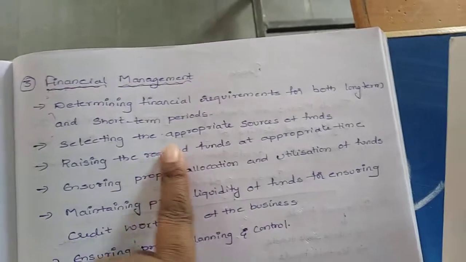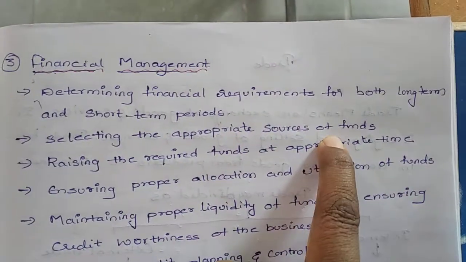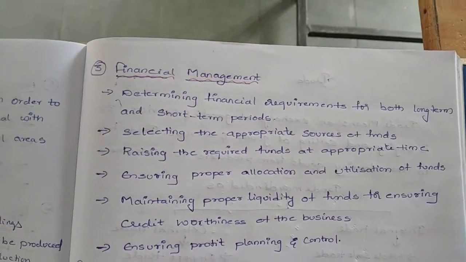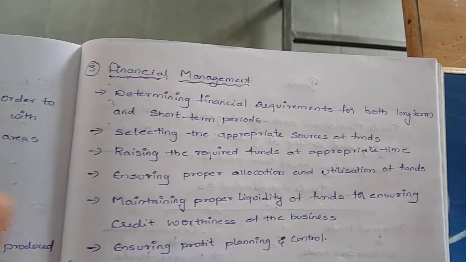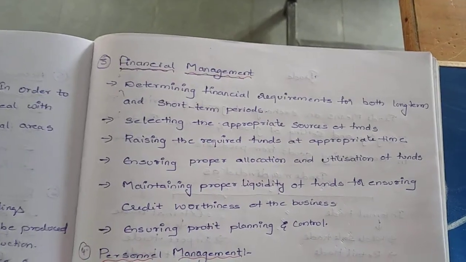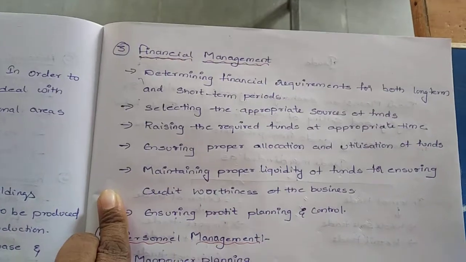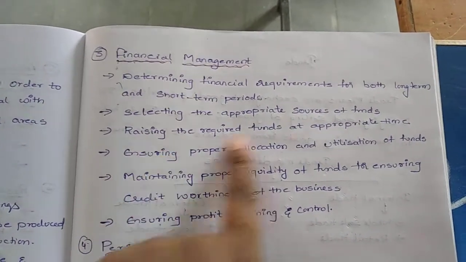Okay, next, selecting the appropriate sources of funds. Selecting the appropriate sources of funds means from where we can get the funds. Either we issue shares in the market, or we issue debentures in the market, or else we can take loans from industrial sources, from the financial industries. In that way we have to select it.